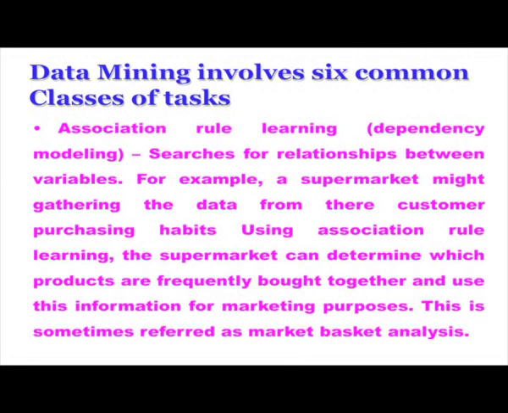Next one is association rule learning or dependency modeling. This searches for relationships between variables. For example, a supermarket might gather data from their customers' purchasing habits. Using association rule learning, the supermarket can determine which products are frequently bought together and use this information for marketing purposes. This is sometimes referred to as market basket analysis.